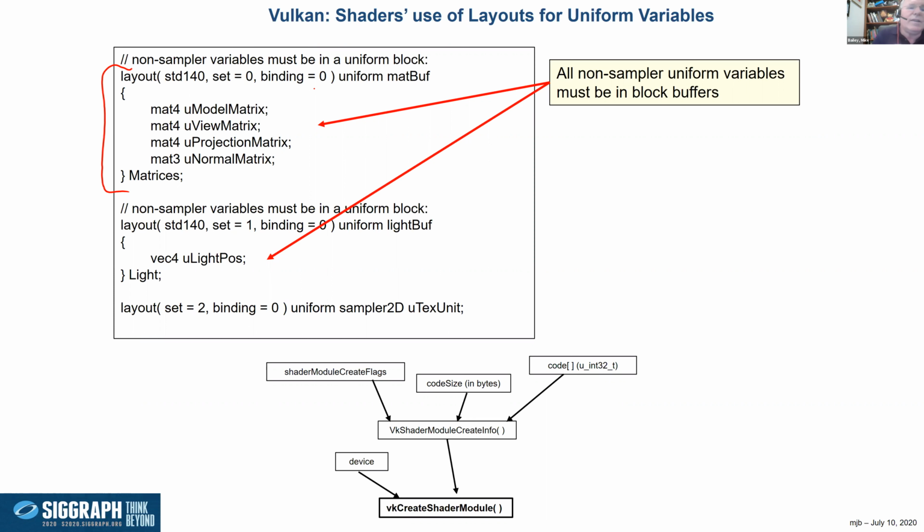If you wanted to send each one through separately, well, you couldn't unless you put each one in its own separate block, which would be tremendously wasteful. Okay, all non-sampler uniform variables must be in block buffers. And so here in the sample code, there's more lighting information that gets set. But if you were just setting the light position here, you would still have to put it into a block buffer. Samplers are the exception to that, and you'll see this in the sample code.